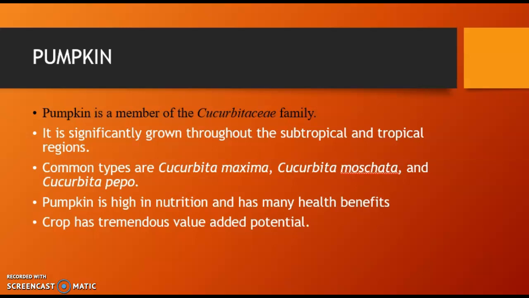Pumpkin is high in nutrition and health benefits, such as high levels of beta-carotene, which aids in good eyesight. It has antioxidants, fiber, vitamin C, and potassium. The seeds, flowers, leaves, and flesh are all edible. This vegetable is also versatile in the kitchen. Research has indicated that this crop has tremendous value-added potential.